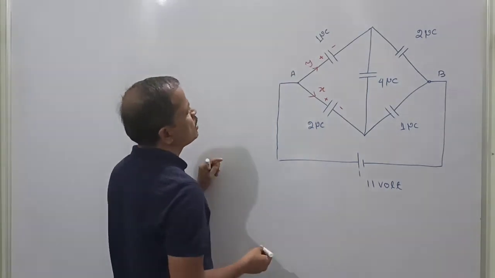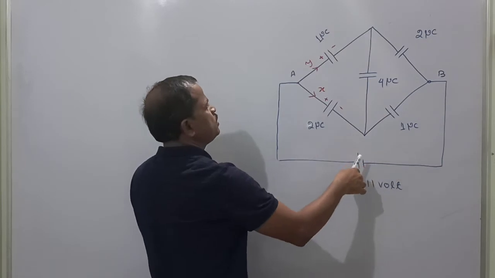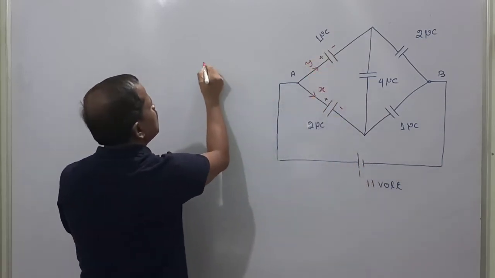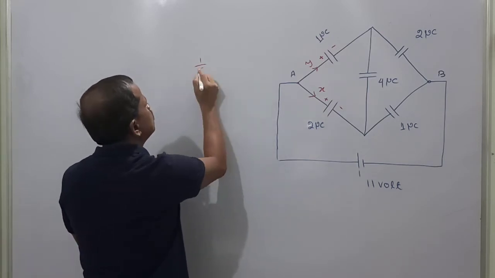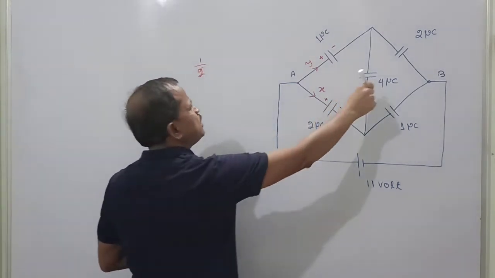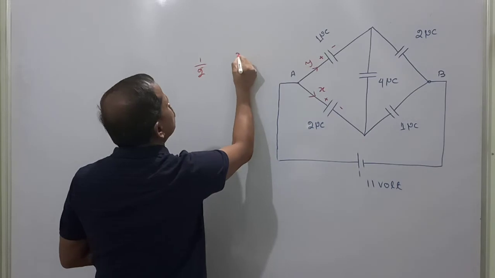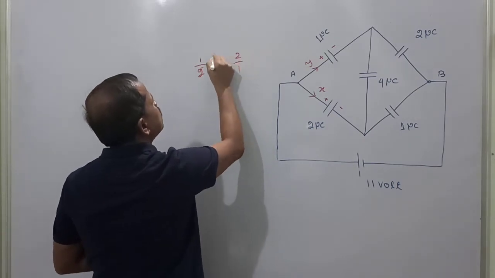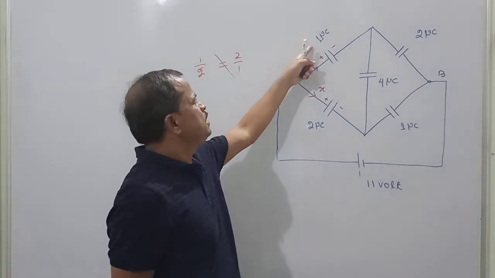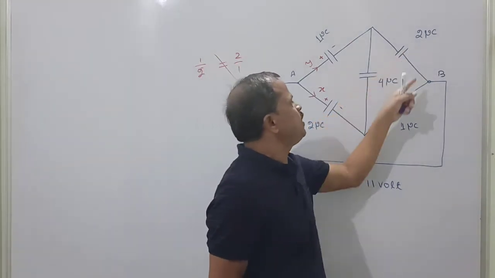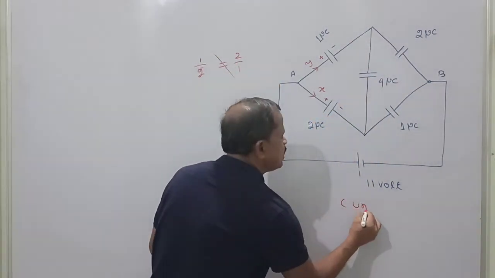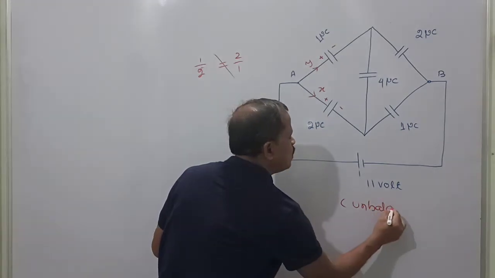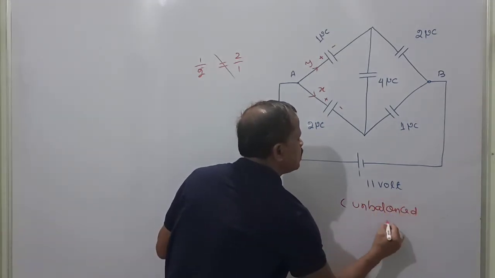So already we have discussed, this is a Wheatstone bridge. This ratio is equal to 1 by 2. On the left side, the ratio of the capacitors is 1 by 2. And the ratio of the capacitors on the right hand side is 2 by 1. So they are not equal. Since this by this is not equal to this by this, it is an unbalanced Wheatstone bridge.